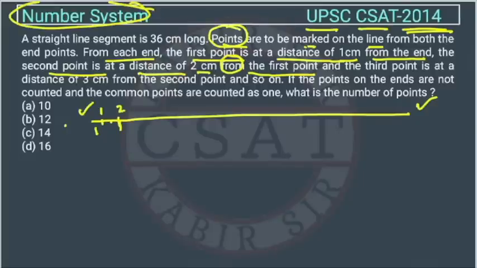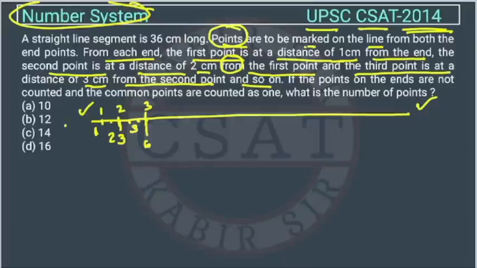So the total distance will become, this is 2. So the total distance will become how much? The distance here is 2, so this will be total 3. Okay. Similarly, now let's read. And the third point is at a distance of 3 centimeter from the second point. So 1 point, 2 point, and this is 3 point. So the third point is at a distance of 3. So this is distance 3, which means the total will be 6. So this is 1, this is 3, this is 6, right? From the second point and so on.